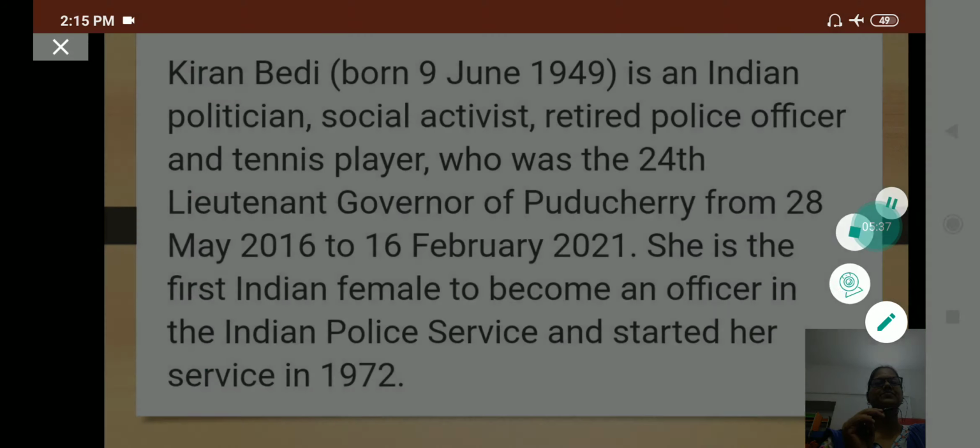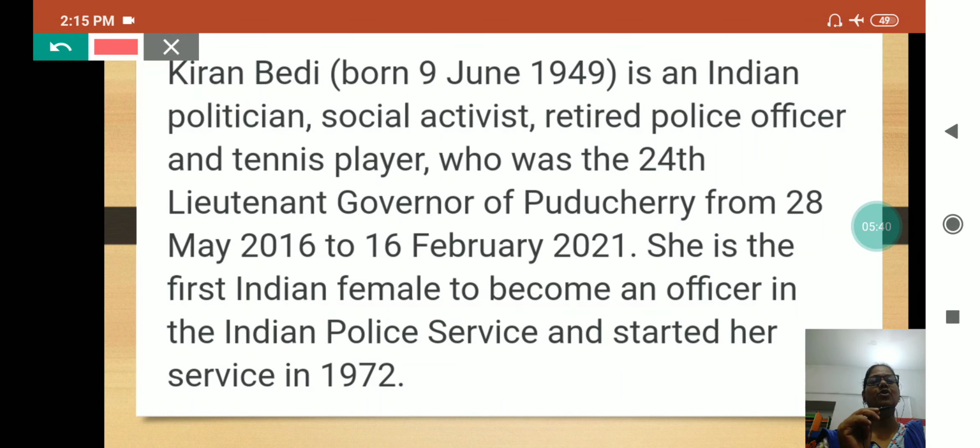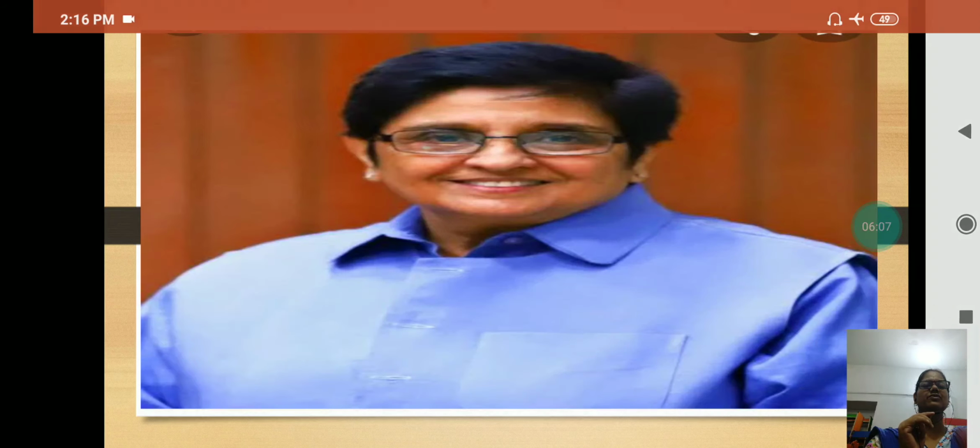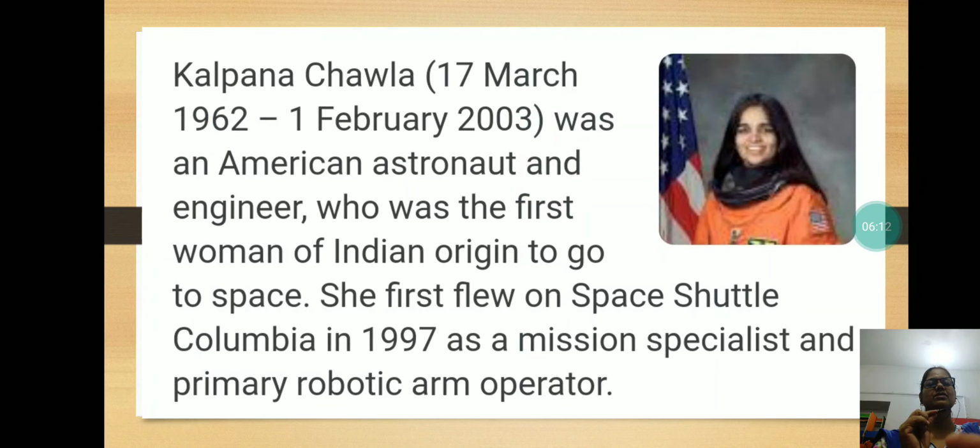Kiran Bedi is an Indian politician, social activist, retired police officer, and tennis player. She is the first Indian female to become an officer in the Indian Police Service and started her service in 1972. Now I am showing you the picture of Kiran Bedi. This is the picture of Kiran Bedi.